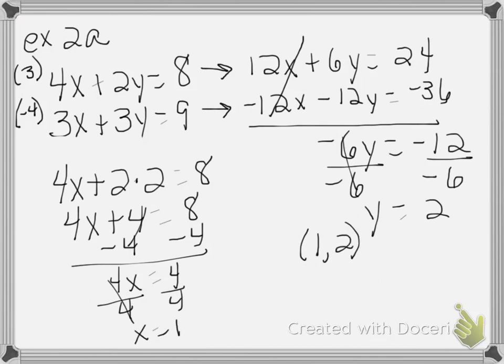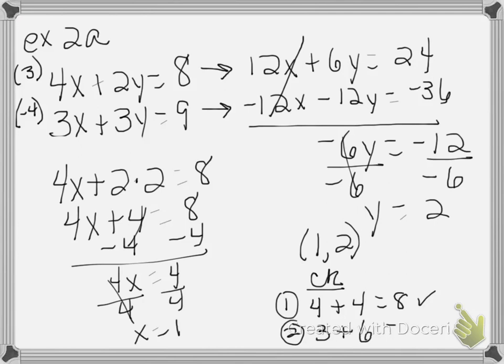Okay, let's check this one. I'm going to plug it in the first equation. 4 times 1 is 4, plus 2 times 2 is 4, which equals 8. So it checks. Equation 2: 3 times 1 is 3, plus 3 times 2 is 6, and 3 plus 6 is 9.